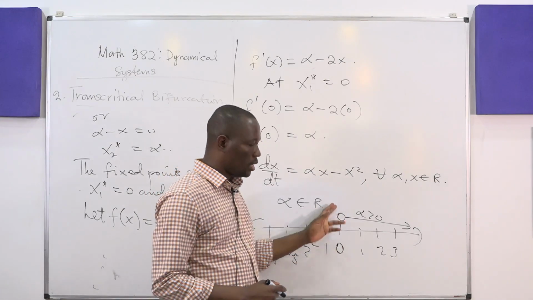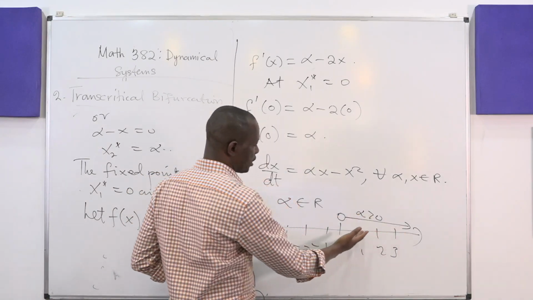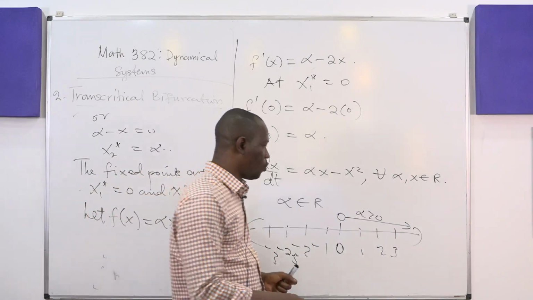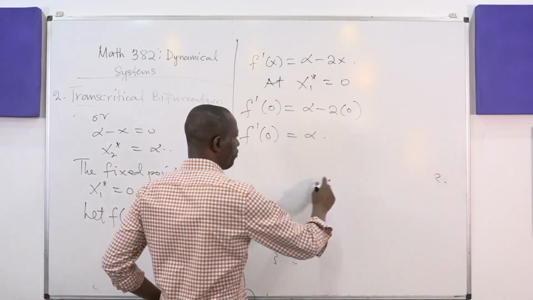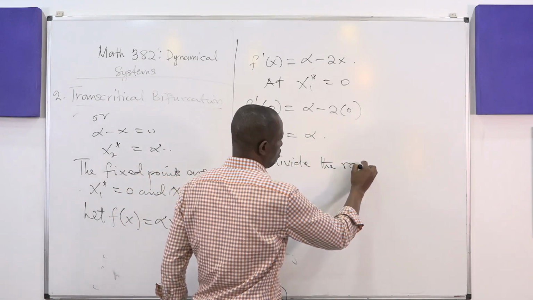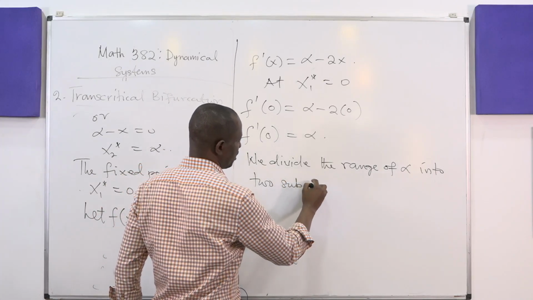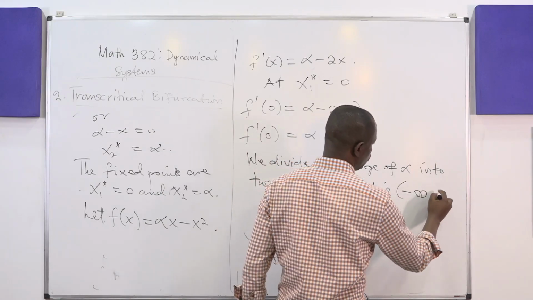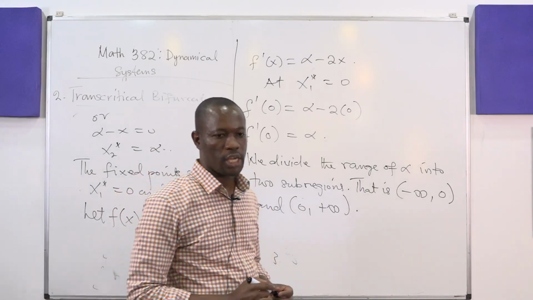Or 0 is the separatrix. So here it means that we can consider the regions alpha greater than 0 and alpha less than 0. That will determine whether our derivative at a critical point will be negative or positive. So we have to create regions. We divide the range of alpha into two sub-regions, that is, minus infinity to 0, and 0 to positive infinity. So you consider each case.